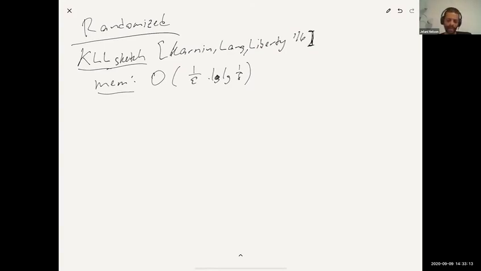Okay, so before I show you that algorithm, it basically builds off an idea from Manku, Rajagopalan, and Lindsay. So I showed you their deterministic algorithm from '98. Then they also had an idea for a randomized algorithm.